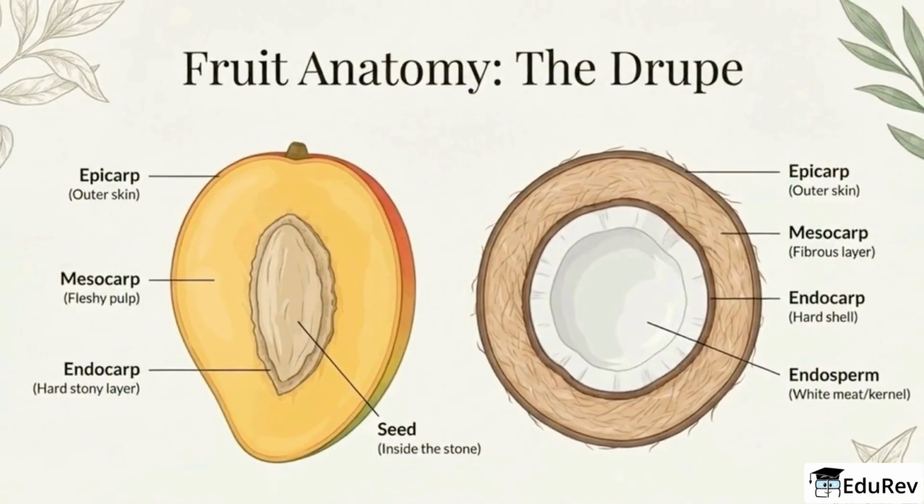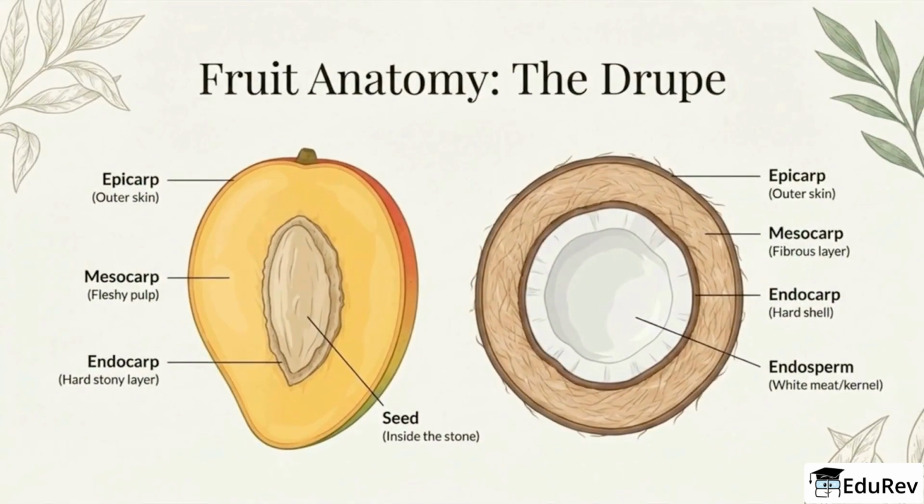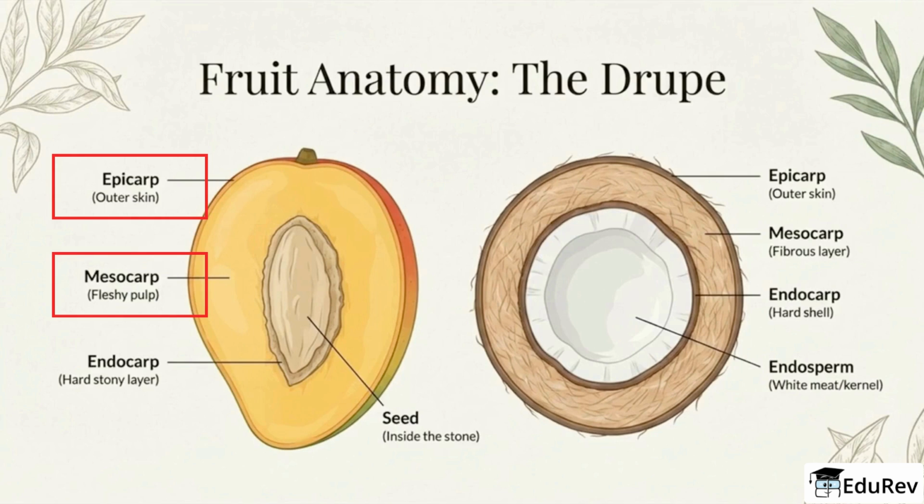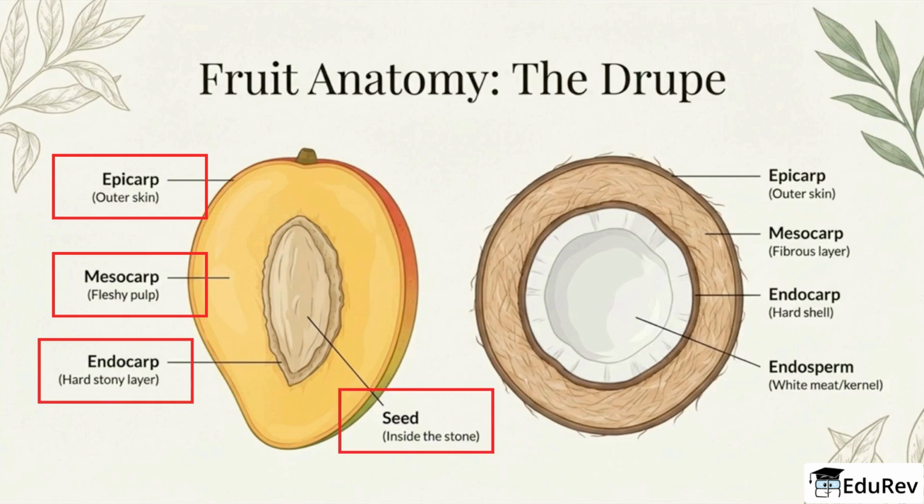A drupe is a simple fruit with three layers forming distinct tissues. The epicarp is the outer skin, the mesocarp is the fleshy or sometimes fibrous middle layer, and the endocarp is the hard, stony layer that surrounds the seed. Inside that stone, you find the seed, often with a nutritive endosperm or kernel. Classic examples include peach, mango, and coconut, where the relative thickness and texture of each layer vary.